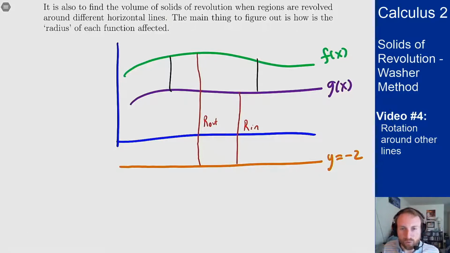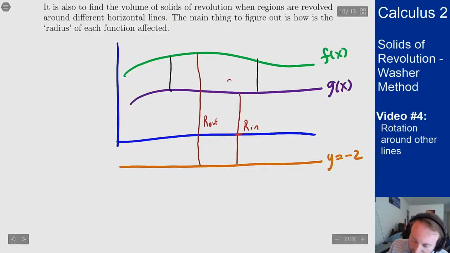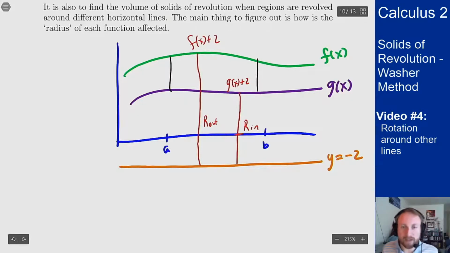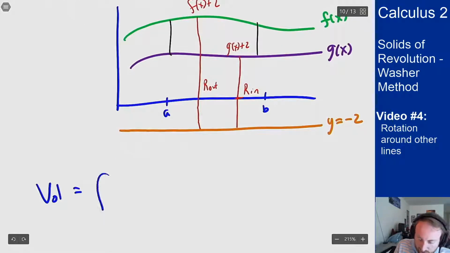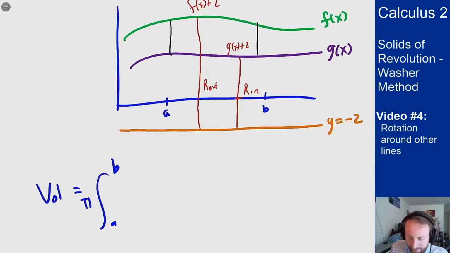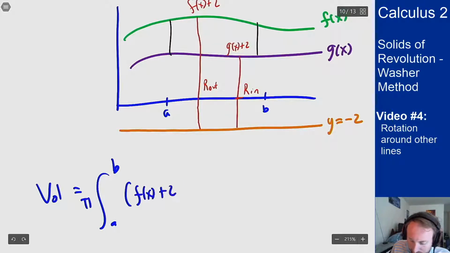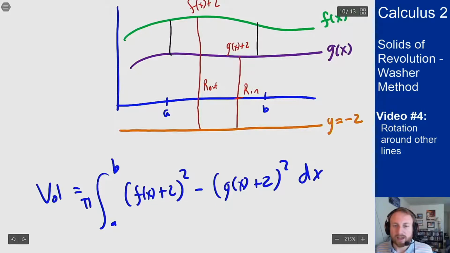What are those lengths? For the inner radius, g of x would get me to the axis, and I need to go 2 further to get to the actual line of rotation. So this should be g of x plus 2, and similarly this should be f of x plus 2. So to find the volume of the solid of revolution around y equals minus 2, I would look at the integral from a to b of pi times the outer radius squared, which is no longer just f, it's now f of x plus 2 squared, minus the inner radius, g of x plus 2 squared. That would give me the volume of that solid of revolution as well.